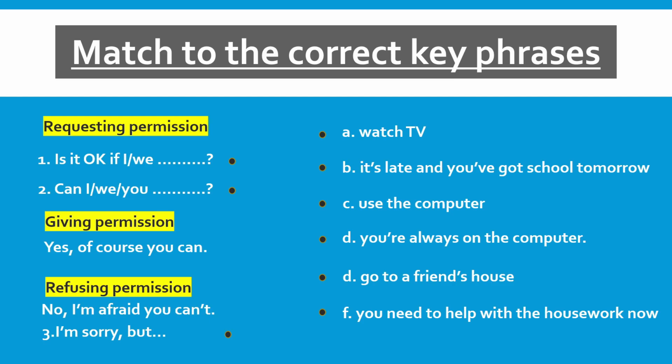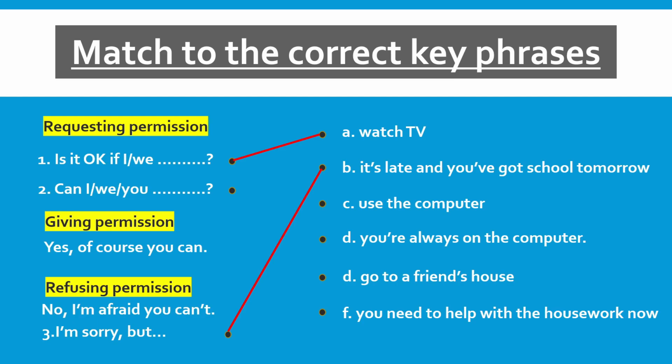Now let's look at key phrase number A, watch TV. It should be matched to which key phrase, 1, 2 or 3? "Is it okay if I or we watch TV?" This should be the answer. And B, it's late and you've got school tomorrow. So obviously these key phrases are refusing permission. Hence, the answer should go to number 3. "I'm sorry, but it's late and you've got school tomorrow."